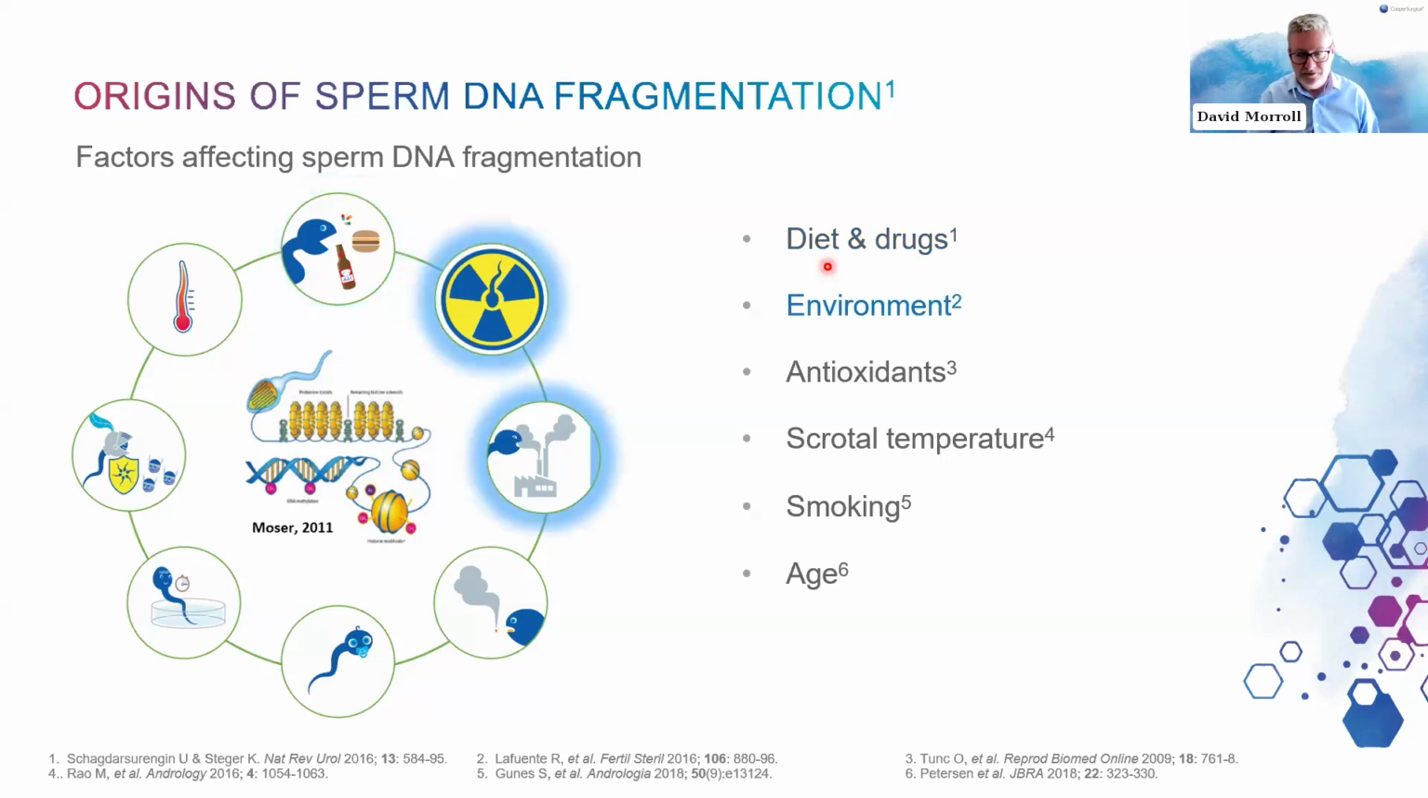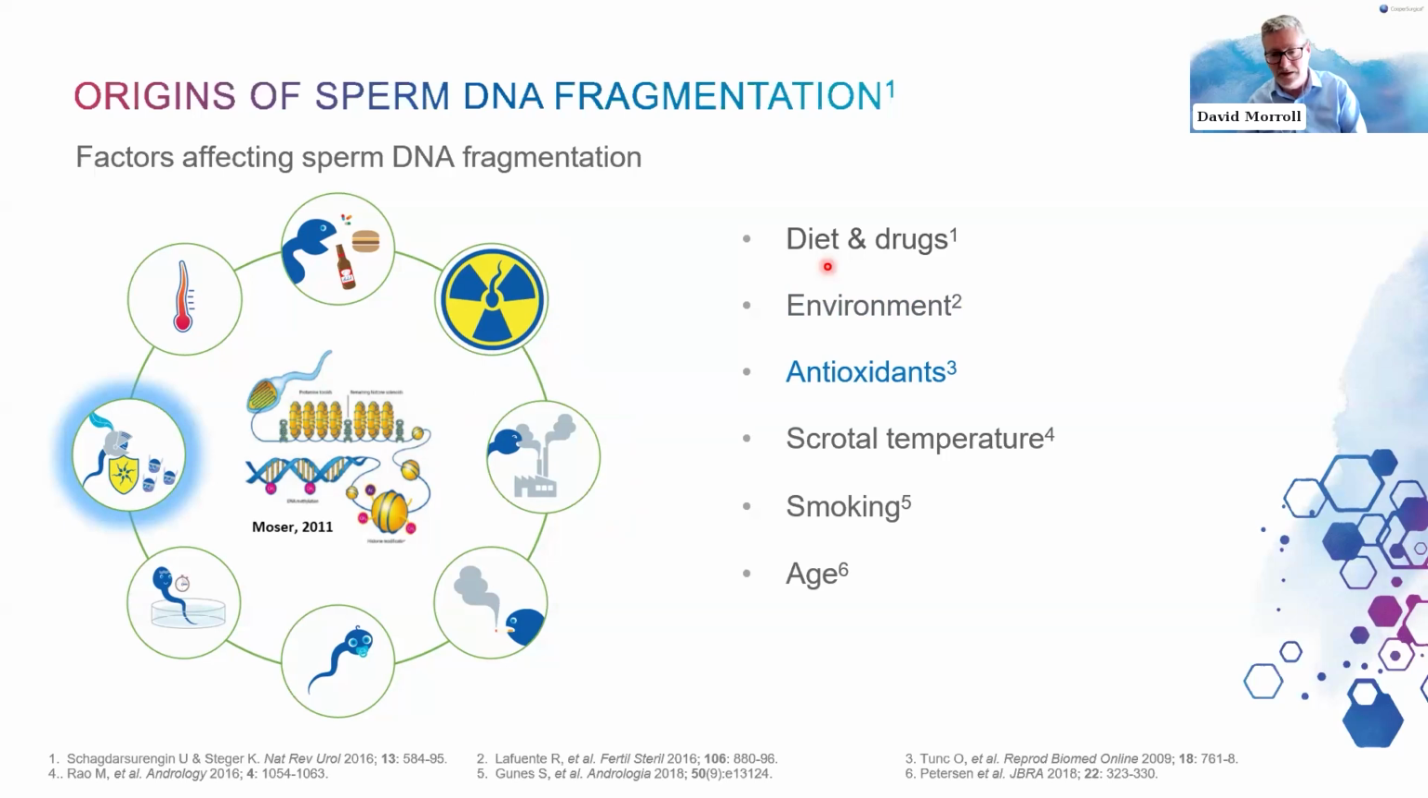Similarly, we know the environment has an effect. So we know there are environmental pollutants which can damage sperm, and that might be related to the job that you do. But more generally, pollution as a whole potentially has an impact on DNA fragmentation rates. We can offset that a little bit by taking oral antioxidants. So again, that relates to diet as well, that if you have a good, well balanced diet, that can be protective, or we can take oral antioxidants, and there's some evidence that that can help offset the worst effects of sperm DNA fragmentation.